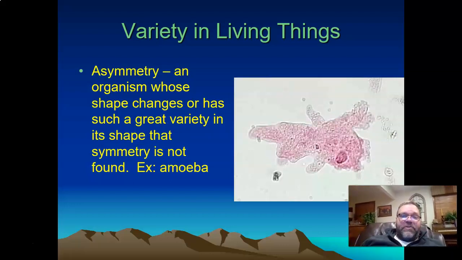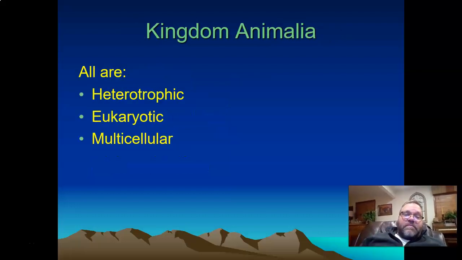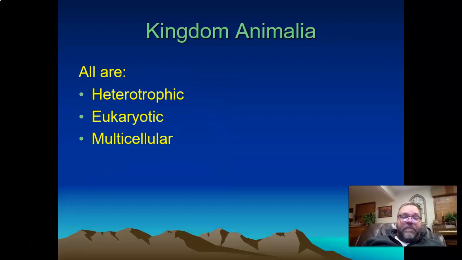And then finally, you have organisms that are not symmetrical at all. These are called asymmetry or asymmetrical. A before a word often means not, so it's not symmetrical. So in organisms whose shape changes or has such a great variety of shape, it cannot be found. You can't cut this in any way and have the top and the bottom or right and left match up exactly. Asymmetrical.